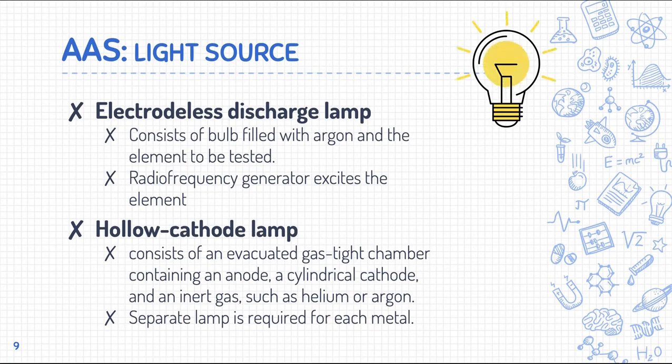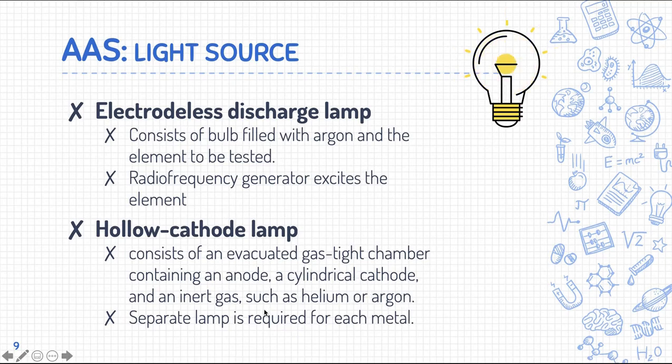And maybe you're asking, how does your hollow cathode lamp produce light? How does your electrodeless discharge lamp produce light? Let me go first to your hollow cathode lamp. It produces light this way. Remember that within the chamber you have your helium and your argon. Okay? Now, we also have your cathode and your anode.